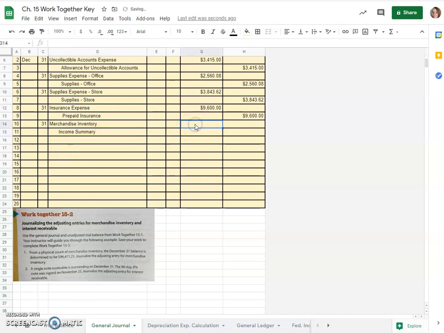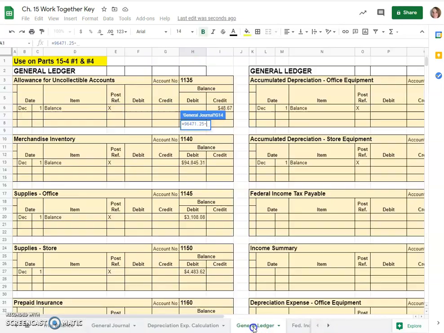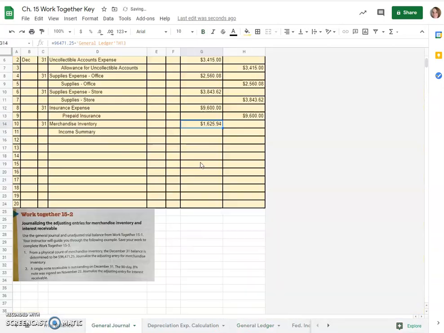The amount of that is going to be the change between what our count was and what was in the balance already. So our count was $96,471.25, and then we subtract the merchandise inventory balance that was there, $94,845.31. Hit enter. The change is $1,625.94, and that is the first adjusting entry.